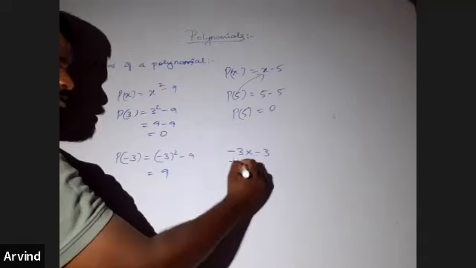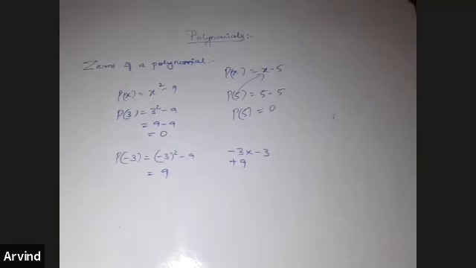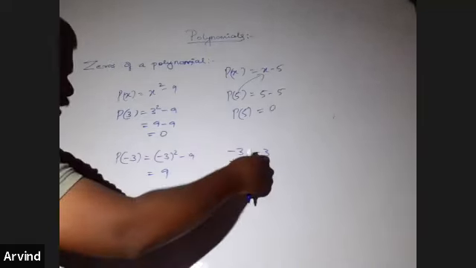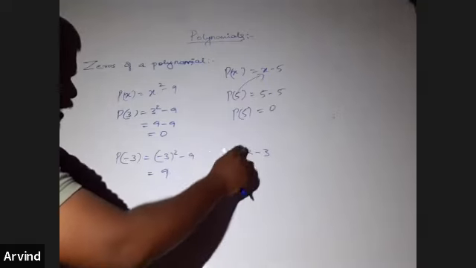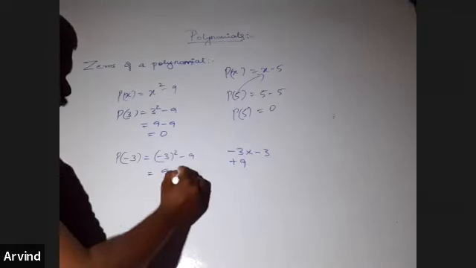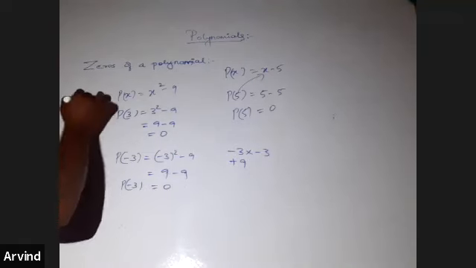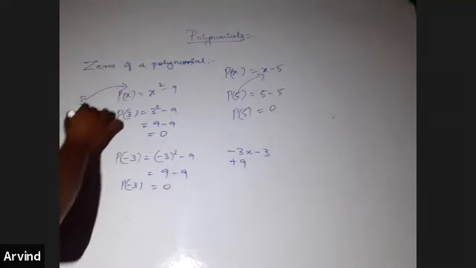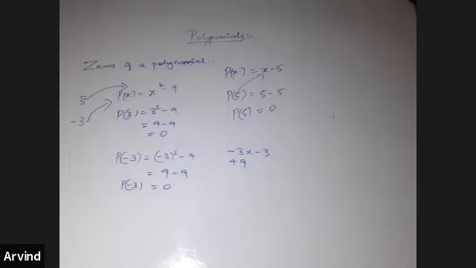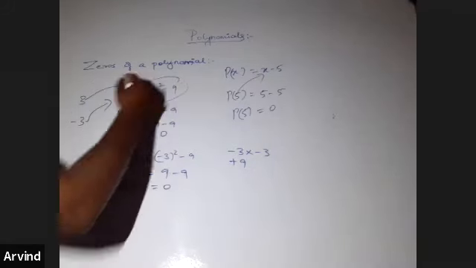Minus into minus is plus, and 3 threes are 9. Minus 3 whole square means minus 3 into minus 3, so minus into minus becomes plus, and 3 into 3 is 9. 9 minus 9 is 0. So 3 is also a zero of this polynomial, and minus 3 is also a zero of this polynomial. Now, what was the degree of this polynomial?